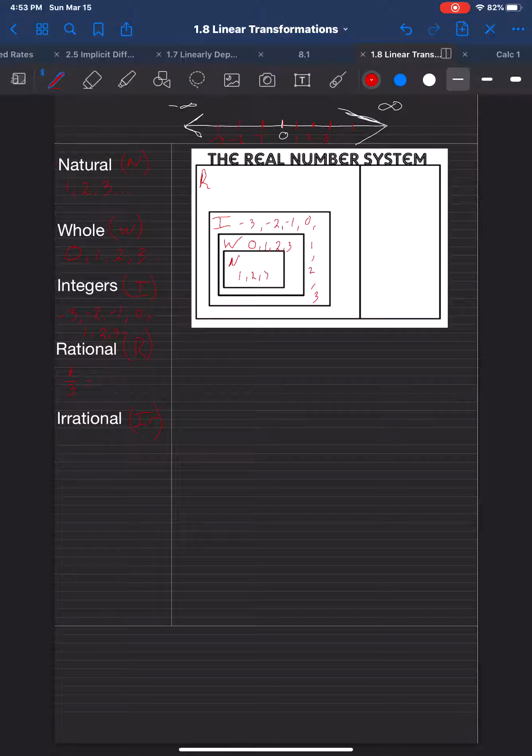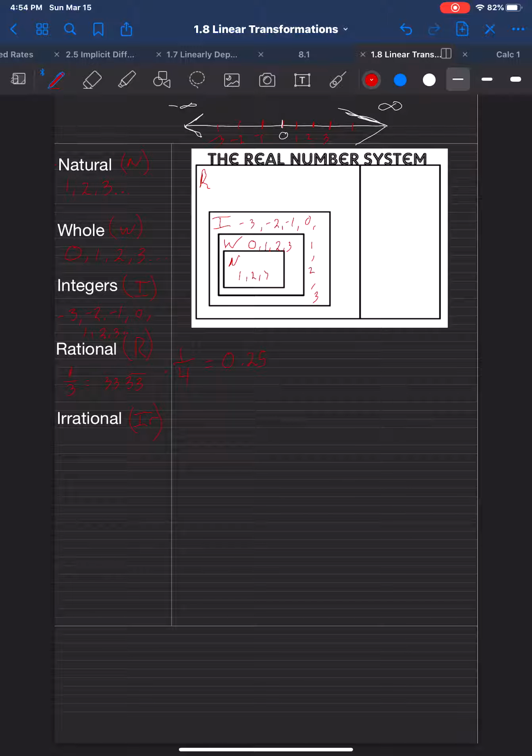1/3 has a predictable pattern, although it doesn't terminate, it continues, but it does have a predictable pattern, or it actually terminates. So for example, 1/4, 0.25, that doesn't continue forever. That does terminate, and we can again think of it as a fraction.